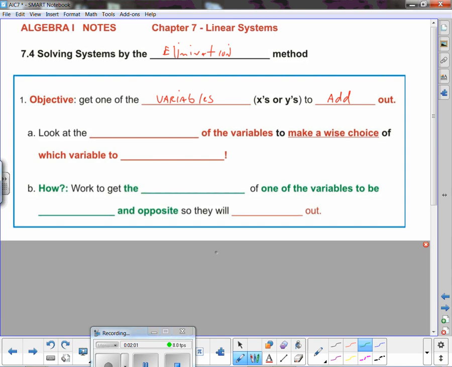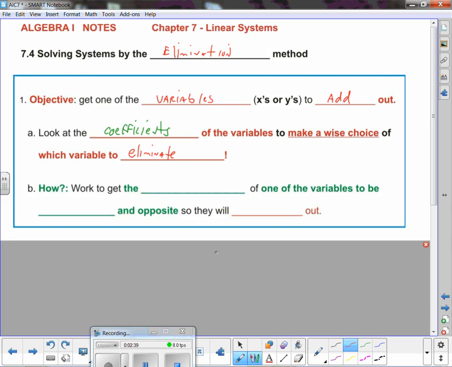Well, you need to look at the coefficients, the multipliers of the variables. You do this to make a wise choice of which variable to eliminate. I'll show you this in a minute, but we're going to look at the variables and we have to make a choice. Am I going to eliminate the x's or am I going to eliminate the y's? We're going to look at the coefficients, and the coefficients will help us determine which one to seek to eliminate.